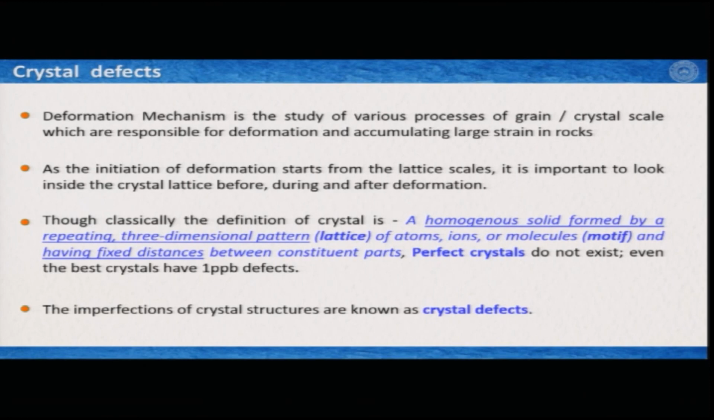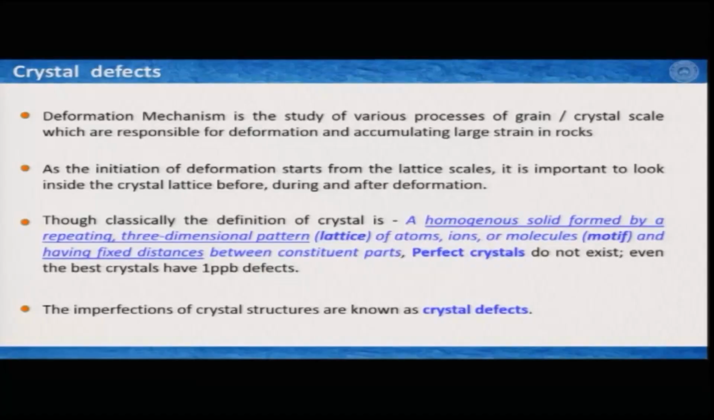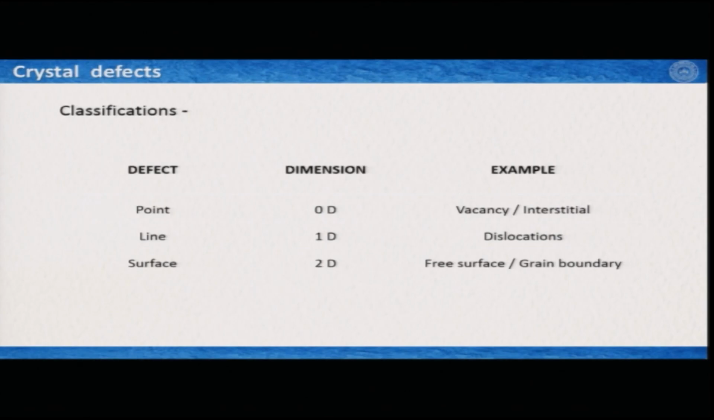Now, all these defects or imperfections that make a crystal deviate from its actual original definition are known as crystal defects, or what is written here, the imperfections within the crystal structures are known as crystal defects, and crystal defects are very, very important in the deformation of rocks, particularly in structural geology, and at the same time in many other subjects also in material science and other mechanical processes. So, to classify crystal defects, generally people classify in 3 different ways.